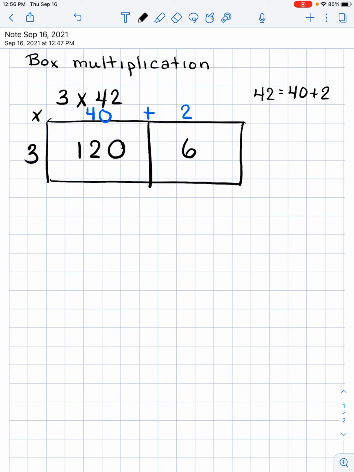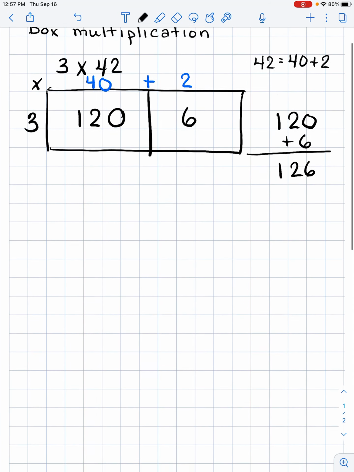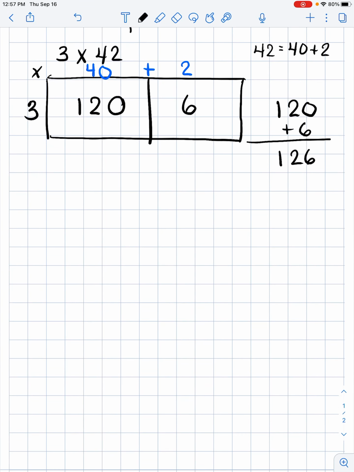And so in order to get our answer, we're going to have to add both of these. Okay, so we're going to have to add 120, which is the product of 40 times 3, and 6, which is the product of 2 times 3. So our answer is going to be 126. Okay, now that might seem a little simple, so we're going to do another problem which is a little more difficult.